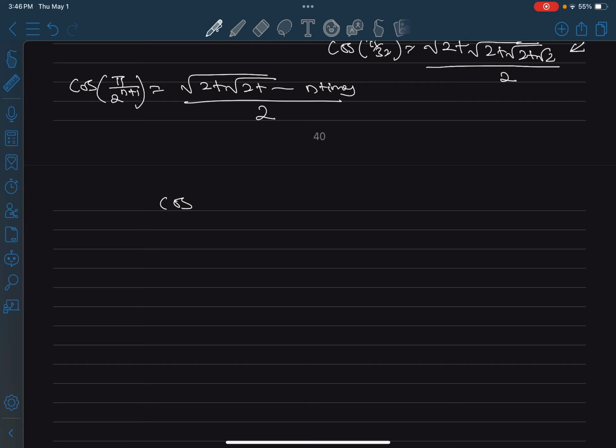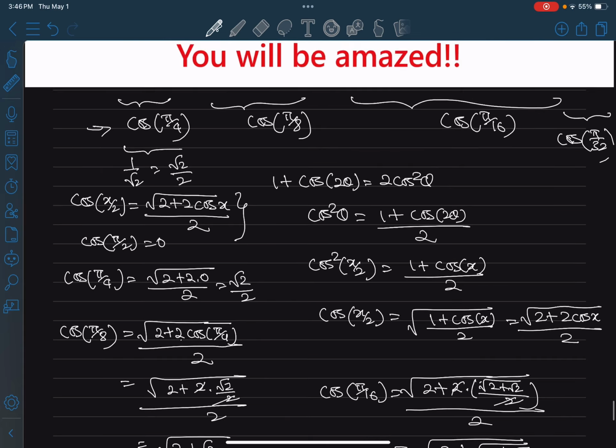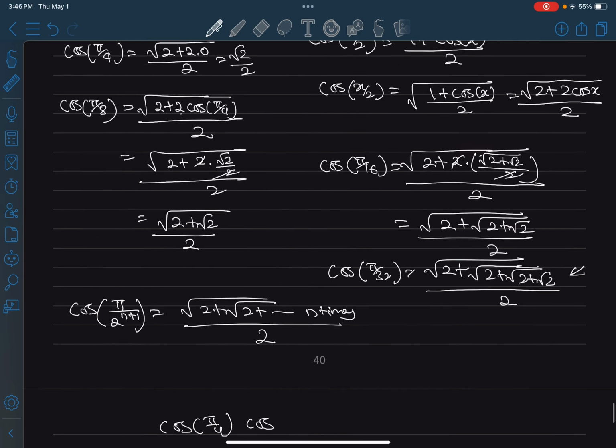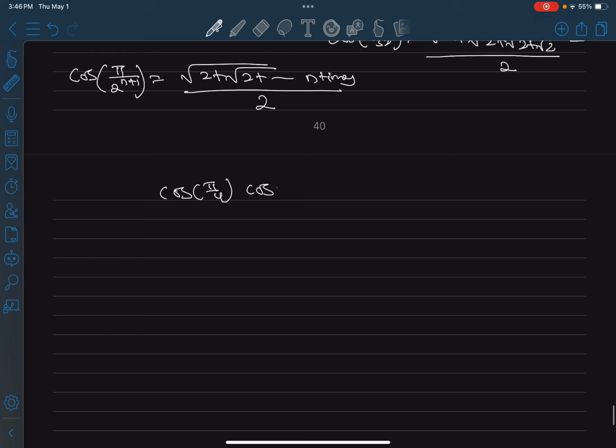Okay, we want to actually be able to evaluate this, right? Cos pi by 4, cos pi by 8, cos pi by 16, and so on. We want to evaluate this. So how do you think we should begin?